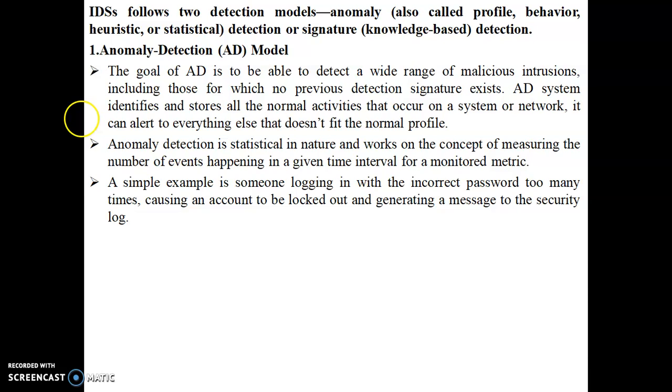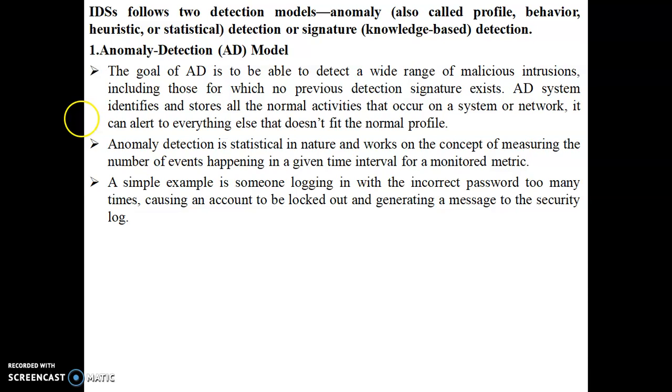Anomaly detections are also known as profile based, behavior based, heuristic based, or statistical based. So here they have clearly mentioned that anomaly detection is also known as behavior based. It means something which is deviating from the normal behavior. It is known as anomaly detection.